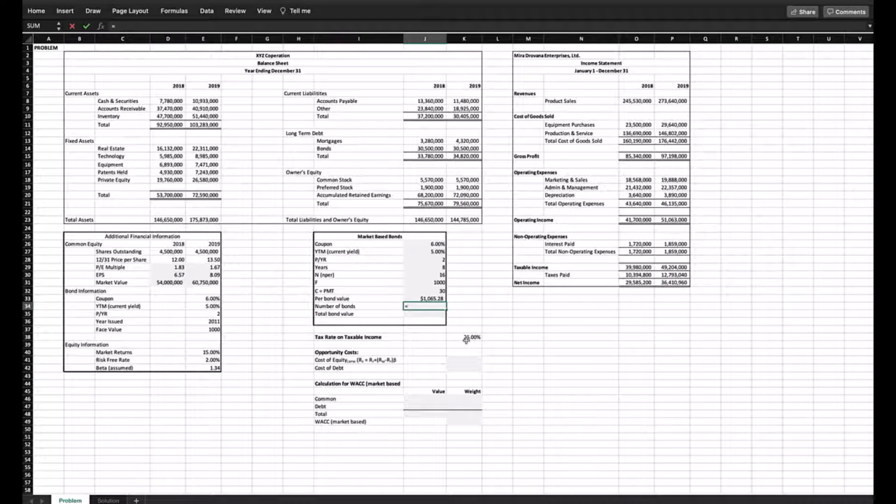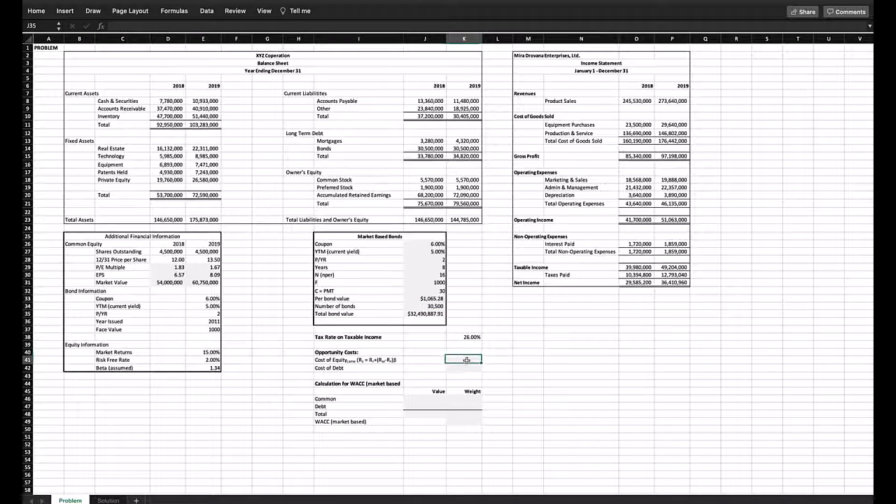So to figure out the total number of bonds, we've got to go up to the number of bonds for this year. So it hasn't changed over the years. And we've got to divide by 1,000. So there's 30,500 of them. So we've got to multiply that by that. So our total market value of the bonds is 32 million, which is more than the book value. So this is good. That's kind of a check figure.